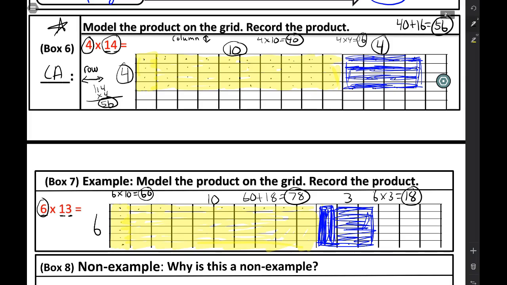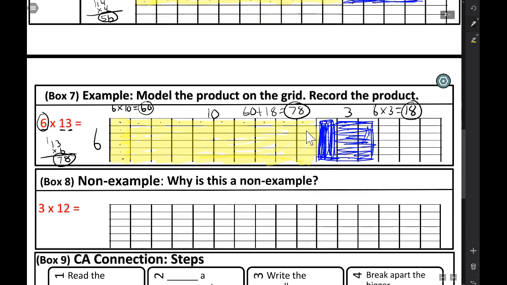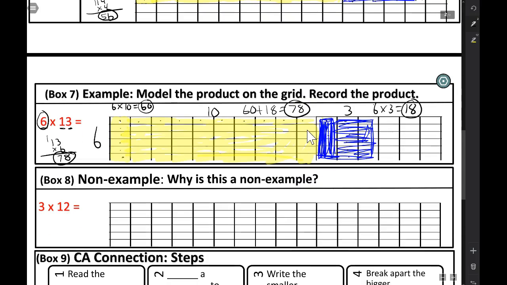And like I said, after you work out the problem like this, you always want to just double check by taking those original factors that you had, putting them in vertical form, and then multiplying them out. Okay, and I do get 78 as well. So awesome, awesome, awesome if you got that. Okay, great job. Let's go into box 8, our non-example.